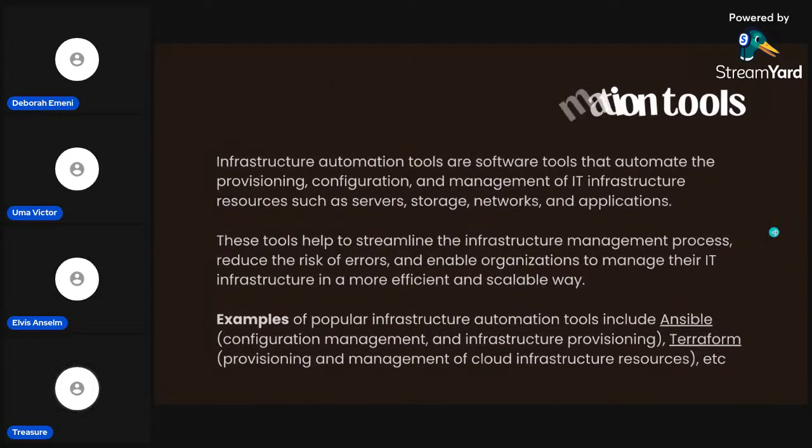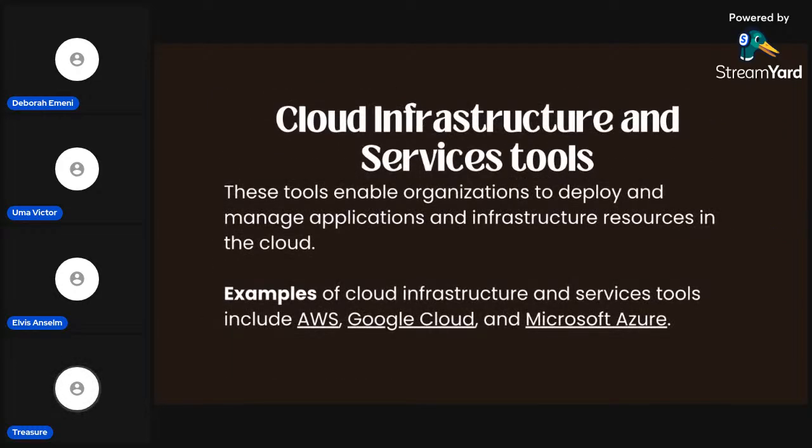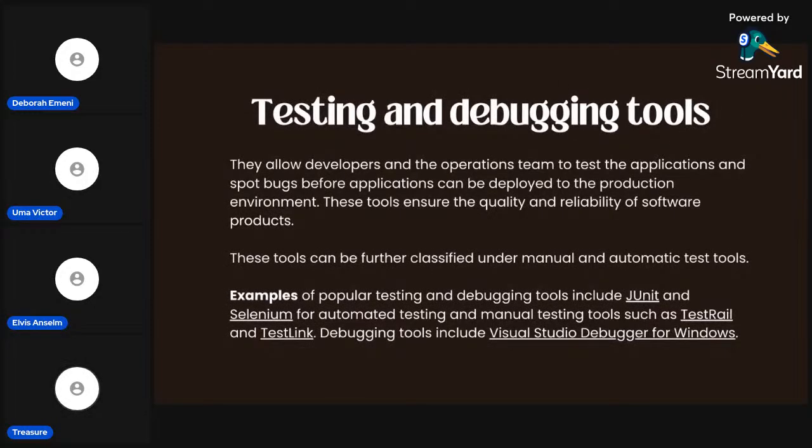Then we'll move straight to the cloud infrastructure and service tools. These are basically the cloud providers we have. We have the major ones like AWS, Google Cloud Provider, and Azure. We also have the likes of Vultr and Linode. All those are cloud infrastructure tools. They are providers that we can use to provision servers, provision databases, and many other things. They are really amazing.